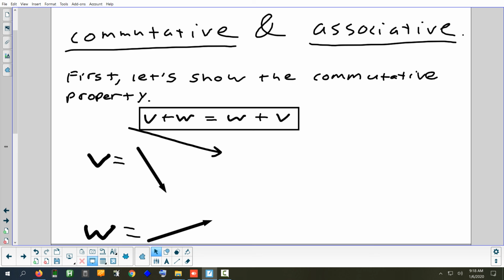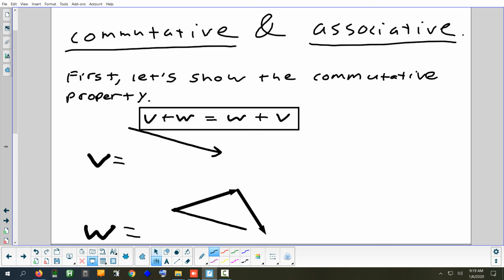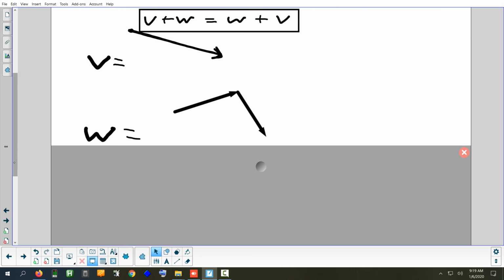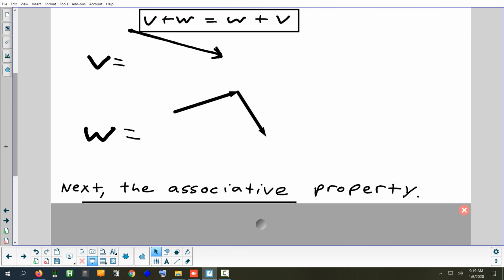There's v plus w. Now, let's take w and put v on the end of it. So now w is first, v comes second. Let's draw the answer for that. And now let's compare the two. Pretty much the same. And if you measured things and drew it perfectly, they'd be exactly the same. So the order in which you add two vectors does not make a difference. Right, so that is commutative.